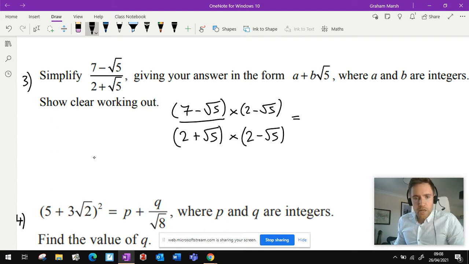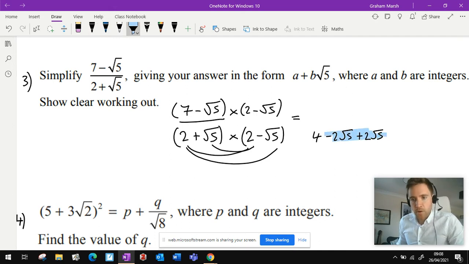So we're essentially expanding double brackets here. So we're doing 2 times 2, which is 4. 2 times negative root 5, which is negative 2 root 5. And then positive root 5 times 2, which is plus 2 root 5. And that's what you should see there. That's going to cancel out. That's the whole point of doing this, to get rid of those surds. And the final expression is root 5 times negative root 5, so it's negative 5 there. Because, of course, a positive and a negative times together makes a negative.